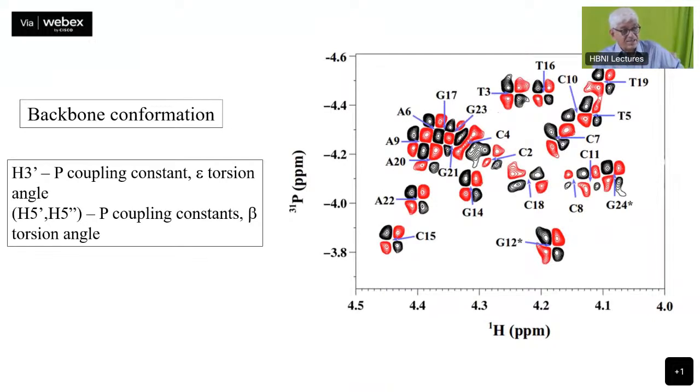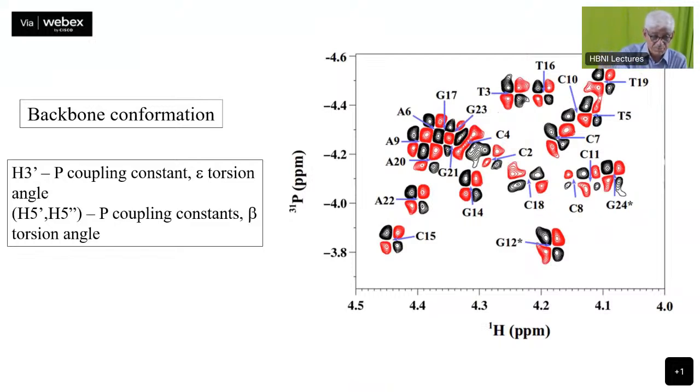Now this is the backbone, another illustration of the H1 prime, H3 prime area. The H1 prime, H3 prime area has all this fine structure. You can calculate the P31 coupling constant from here. The H3 prime P coupling constant determines the epsilon torsion angle. Why is it important to get the H3 prime P coupling? Because it reflects the epsilon torsion angle.